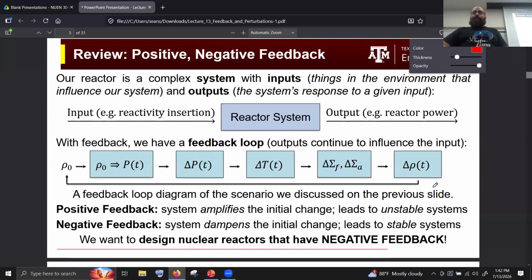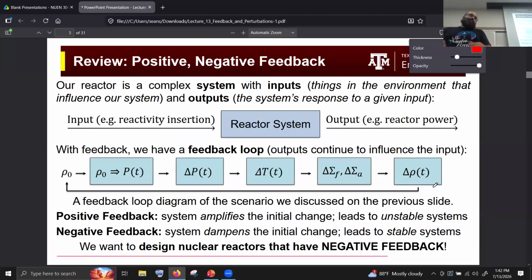And so this is a feedback diagram that's just illustrating what I was talking about, where you have a reactivity insertion. That reactivity insertion affects the power, thinking about the point kinetics equations. That causes a change in power, which increases the power. That change in power causes the temperature to change and makes the temperature go up.